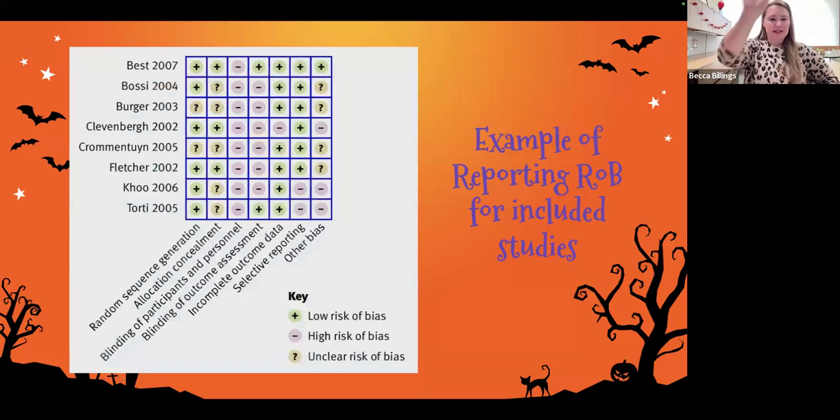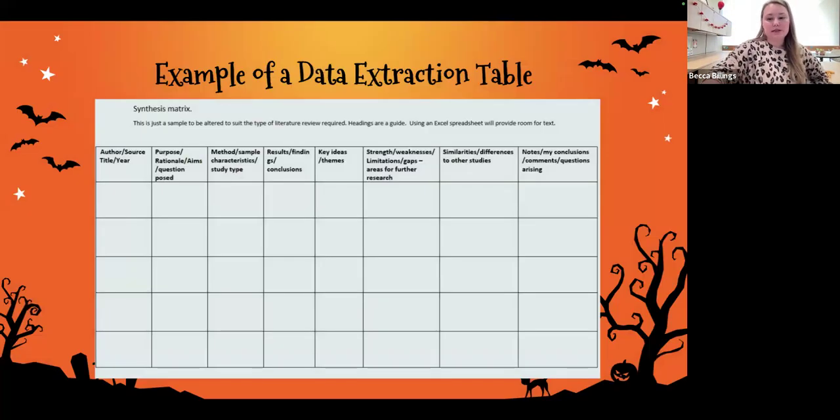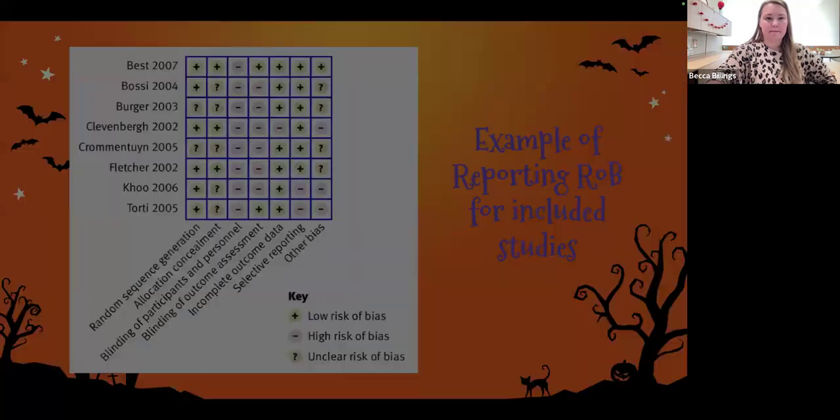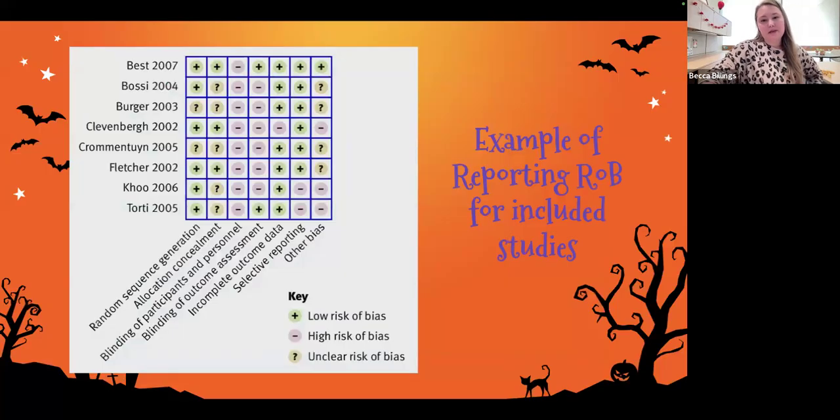And then in Covenants, you'll have that data extraction template that you can build out. That's basically what this is. Next, you have an example. I just Googled this image, but you have an example of how you would report risk of bias for included studies. Now, you only do this for systematic reviews. You do this for rapid reviews and umbrella reviews. You don't have this level being done with your literature reviews, scoping reviews, integrative reviews.